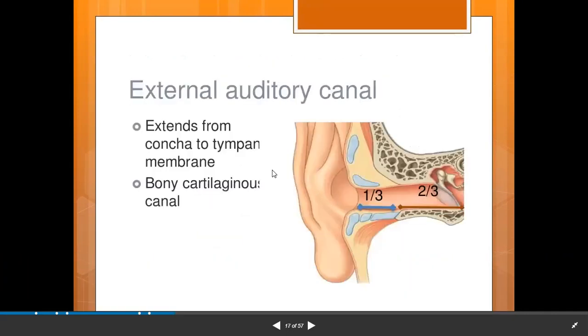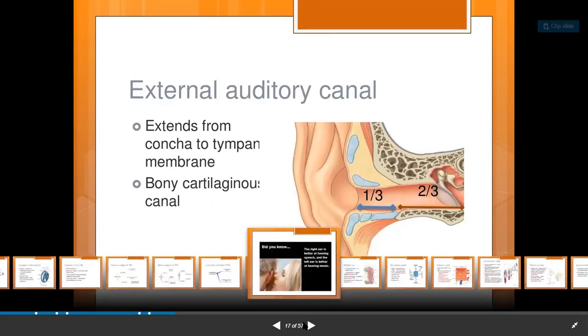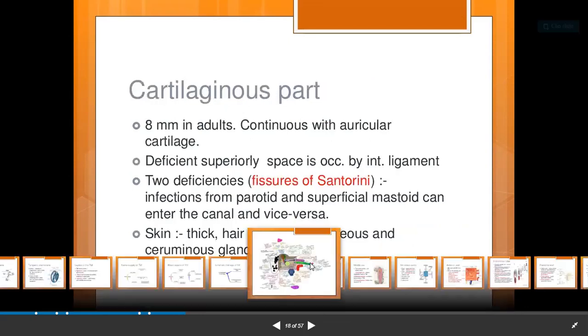Now coming to the external auditory canal. See here, this whole thing is the external auditory canal, extending from this concha to the tympanic membrane. So we know the lateral 1/3 is made up of cartilage and the medial 2/3 is bony. So it is partly cartilaginous and partly bony canal.